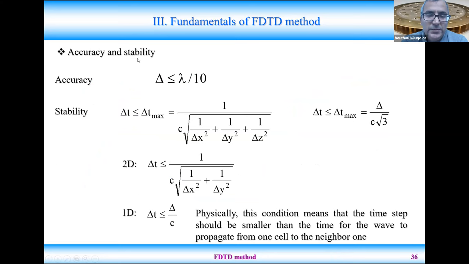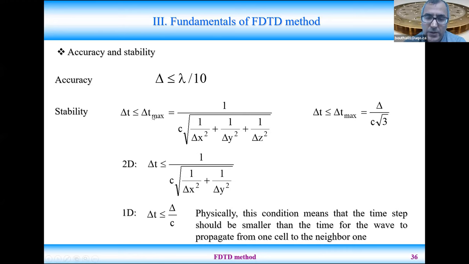Another characterization of this method is accuracy. To have a good accuracy, we have seen before that the space mesh controls the accuracy. So if we suppose delta here is delta x, delta y, delta z, the same, we should use at least less than the minimum wavelength that we want to simulate, divided by 10. For example, we want to simulate in a certain frequency band. We know what the minimum wavelength is. Then we take this wavelength and the delta should be smaller than that wavelength divided by 10.